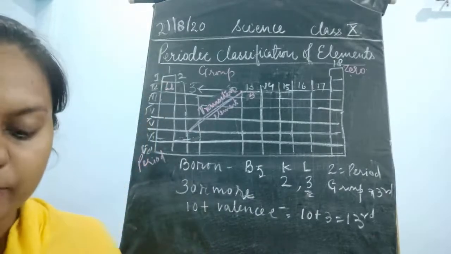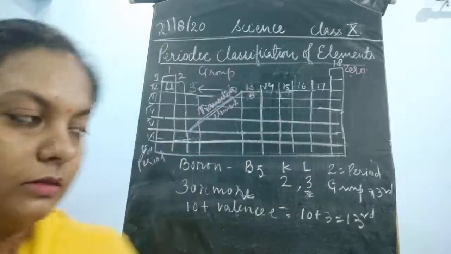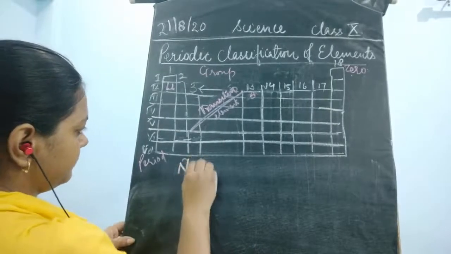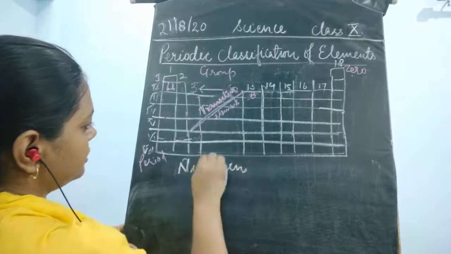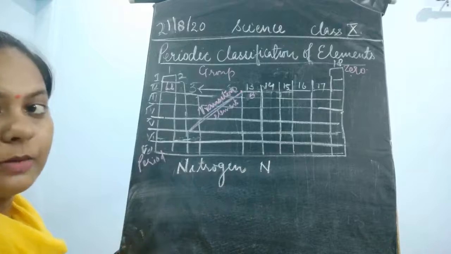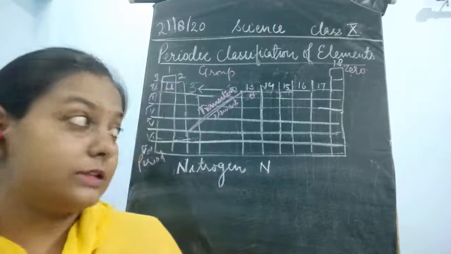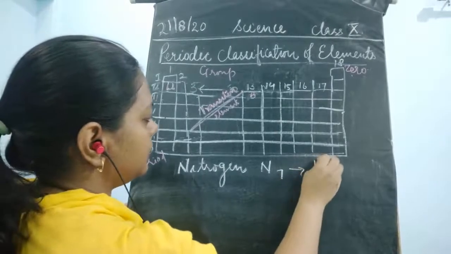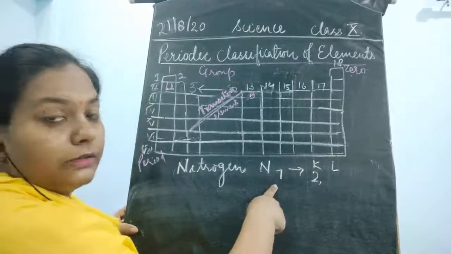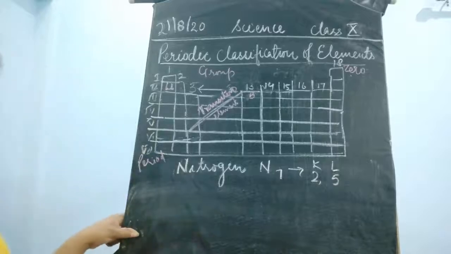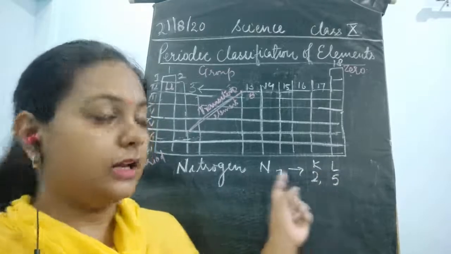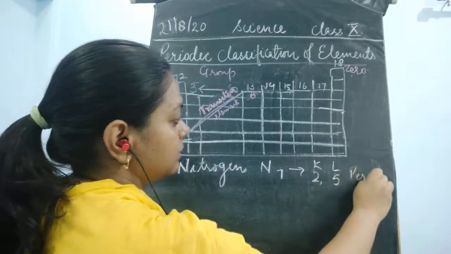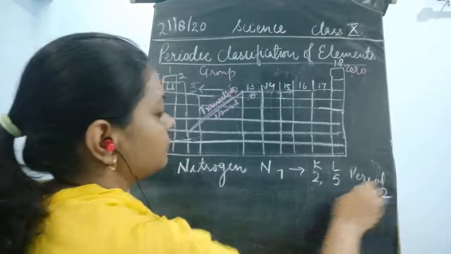Now with this I will solve the next question, which is for nitrogen. Nitrogen has the symbol N, with atomic number 7. Now you configure it, K and L: 2 and 5, so 2 in the K shell and 5 in the L shell. Now how can you decide the period number? It is decided by the number of shells. It has 2, so its period number is 2. And what about the group number?